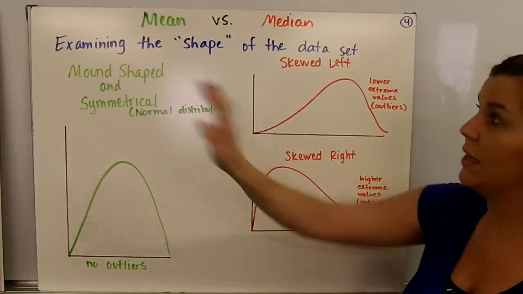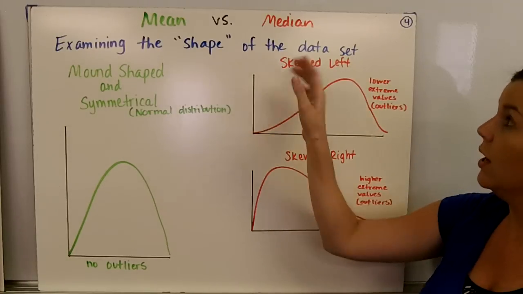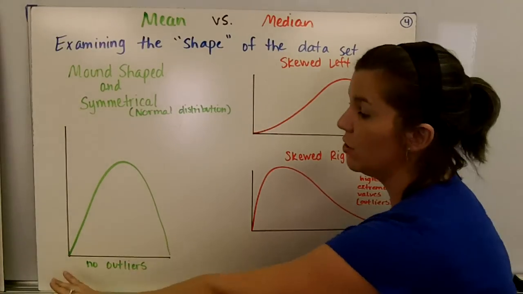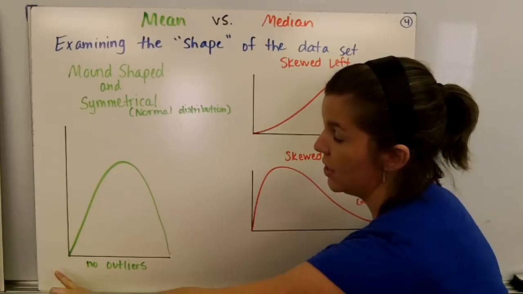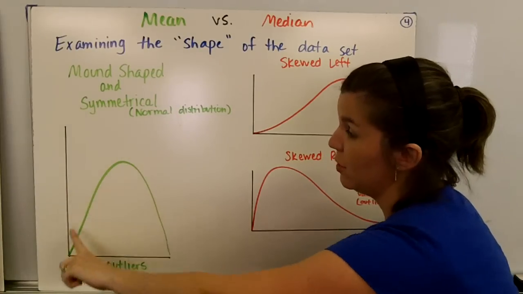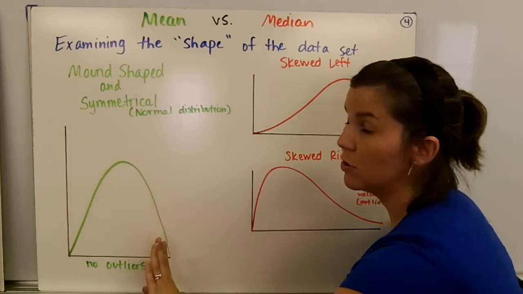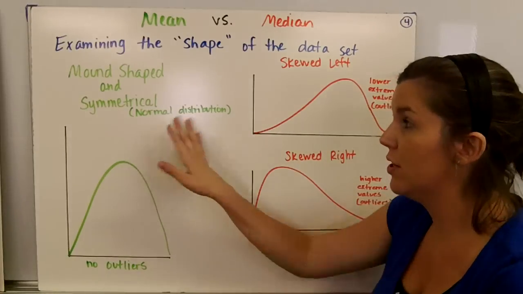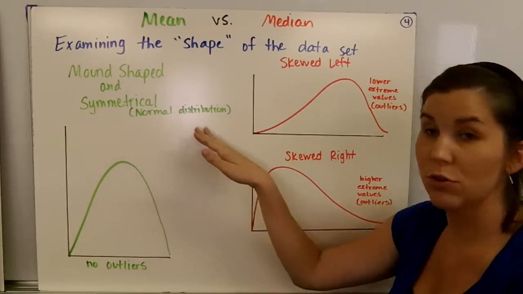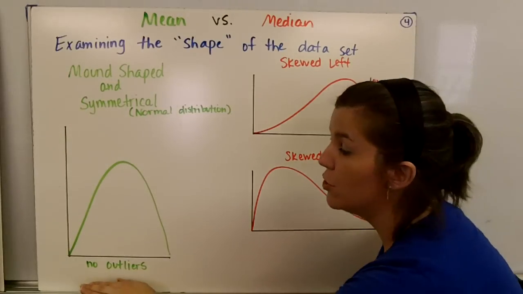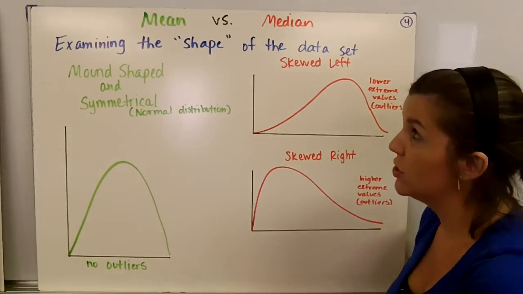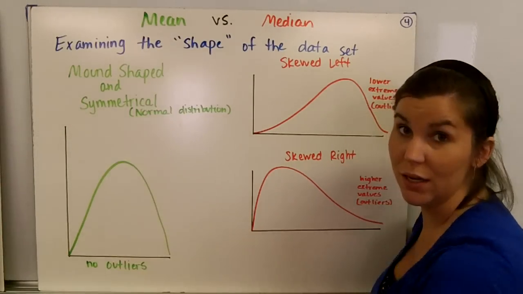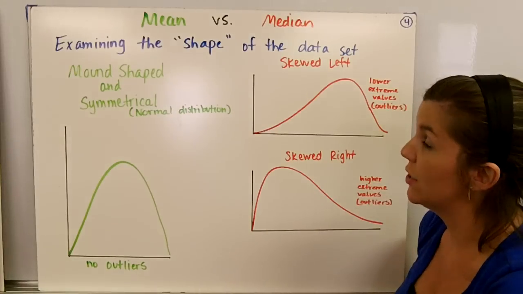Mean versus median: examining the shape of the data set. Here you can see a mound shape or a symmetrical graph. This shows normal distribution. You often hear this kind of graph called normal distribution. There are no outliers in this graph, so we would use the mean to describe the center, the measure of center.